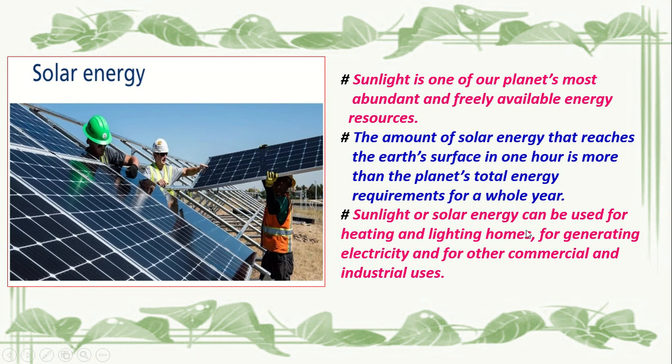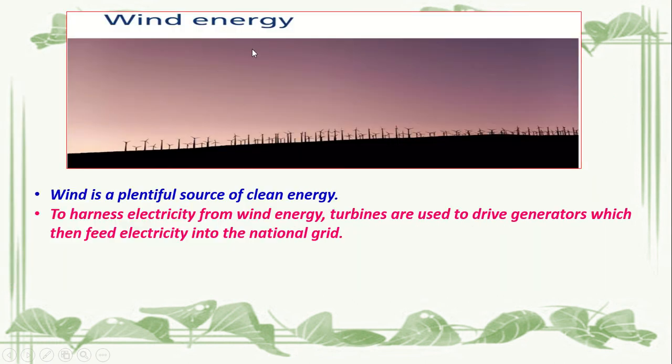Sunlight or solar energy can be used for heating and lighting homes, for generating electricity, and for other commercial and industrial uses. Next comes wind energy. Wind is a plentiful source of clean energy. And how is this wind energy used? To harness electricity from wind energy, turbines are used to drive generators, which then feed electricity into the national grid.